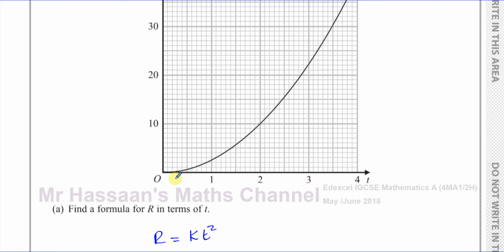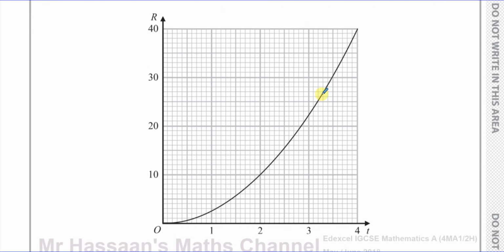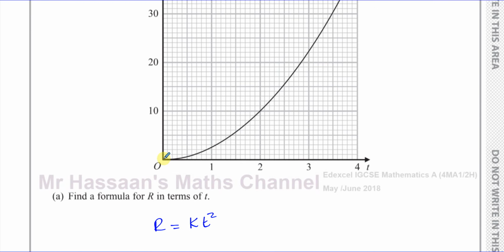Now, somebody might think that one of the obvious values of R and T would be the origin, 0, 0. But the problem with using the point 0, 0, where both R and T are 0, remember the first coordinate is like the x one, the T, the horizontal, and then R, is that when you put T as 0 here, you'll have K times 0, and you won't be able to find what K is. So that's not good enough for us to use in this particular case. So we've got to think of other values.